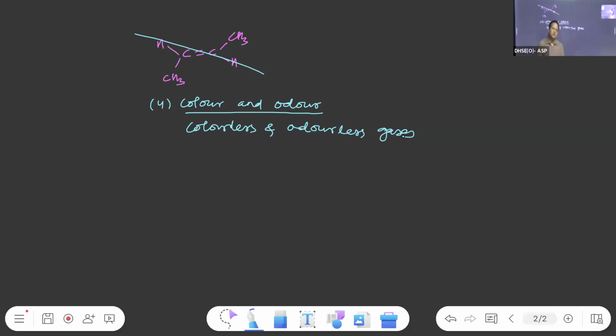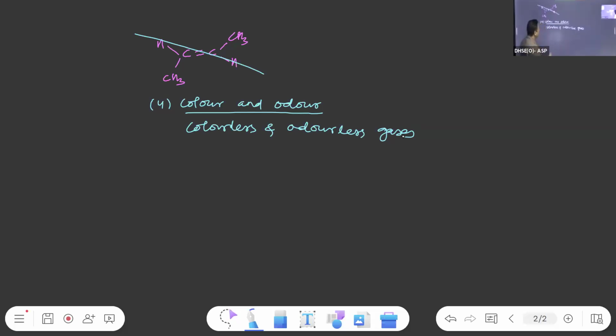The major component in quantity is butane. In the LPG cylinder, the major component is butane. So these are odorless gases, there is no smell. But we know the LPG cylinder has a smell. Then how does the smell come?